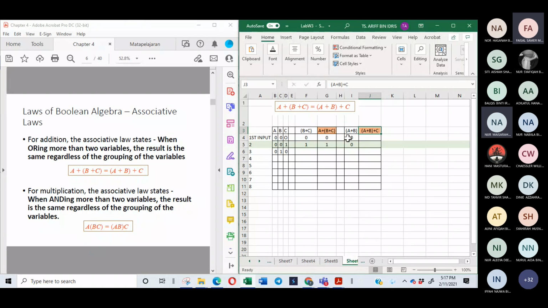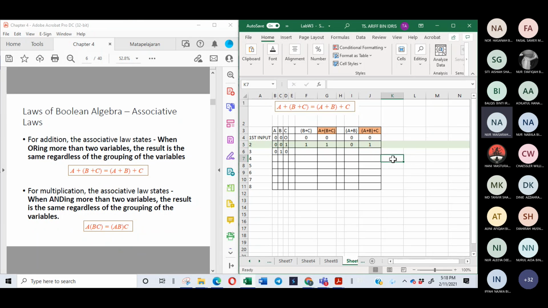Yes. So the A plus B is 0. You OR with C. What is the value of C? 0. 0 or 0, what is the result? 0. Okay, let's figure out the second row. You need to do A plus B bracket plus with C. A plus B is 0. What is C, class? 1. 1 or 0, what is the answer? 1.